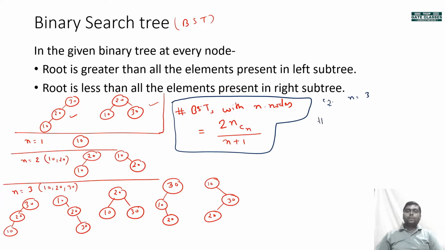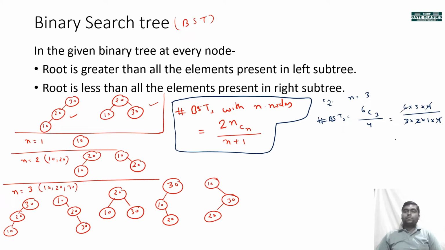Number of BSTs equals 2 into 3, that is 6 C 3, divided by 3 plus 1, which is nothing but 4. So what is the solution for that? It is 6 into 5 into 4, three terms, divided by 3 into 2 into 1 and multiplied by 4. So this 4 and 4 get cancelled out, and this 3 times 2 cancels with this 6.